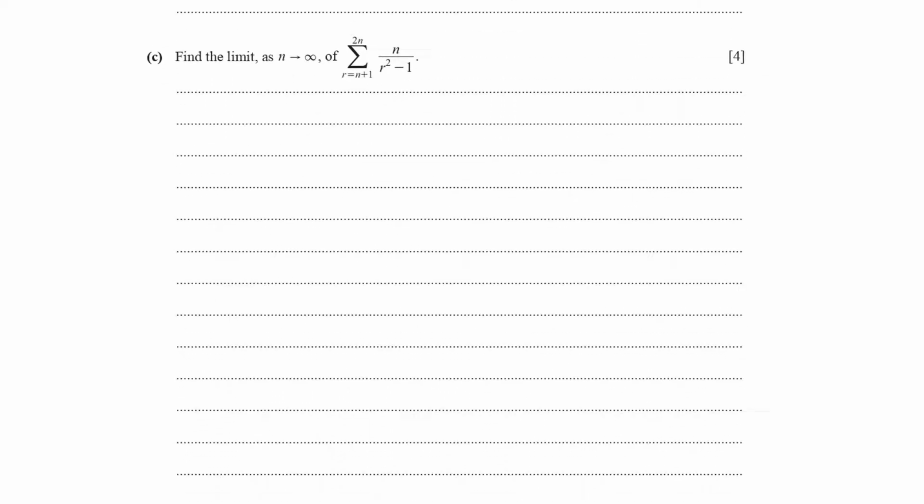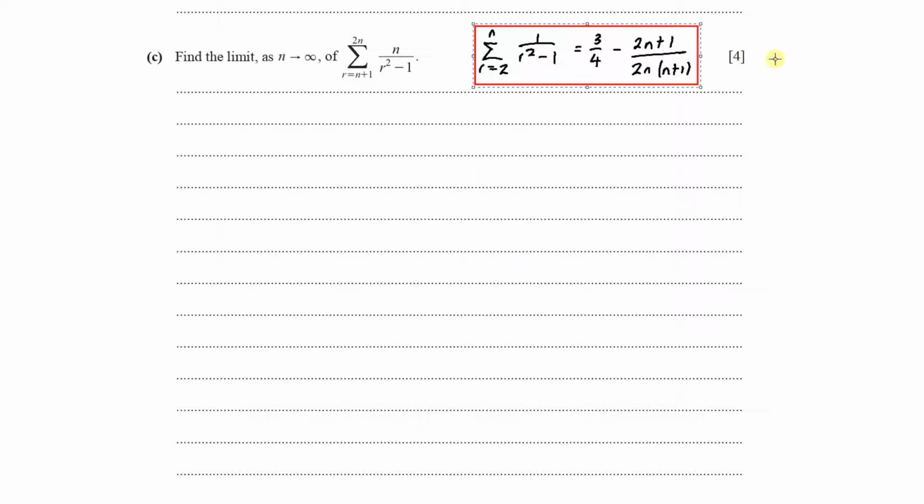So on C it says, find the limit as n approaches infinity of the summation from r is equal to n plus 1 up to 2n of the form n over r squared minus 1. Now from part A, we had worked out and gotten this for the summation from r is equal to 2 up to n of the form 1 over r squared minus 1.